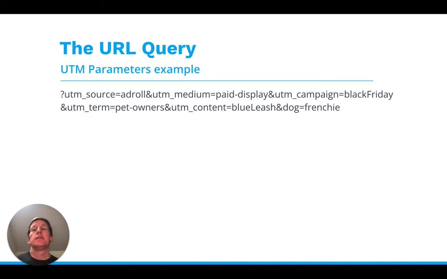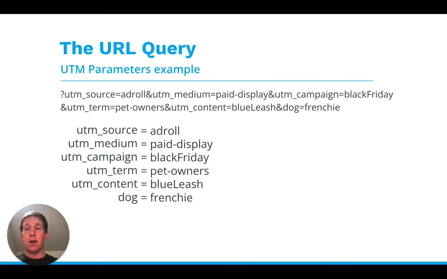So here is an example of a URL query with all of the UTM parameters present, plus another custom parameter. You can see on the left, in easier format to visualize, you have all the named attributes: UTM source, UTM medium, UTM campaign, UTM term, UTM content, and then dog as a category. And then on the right, you have all the values.